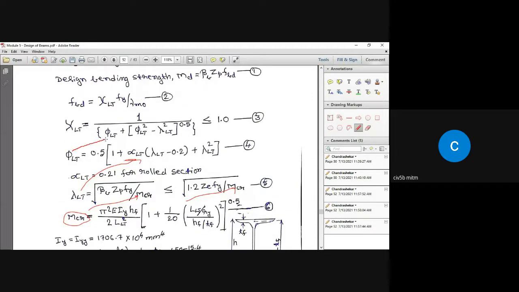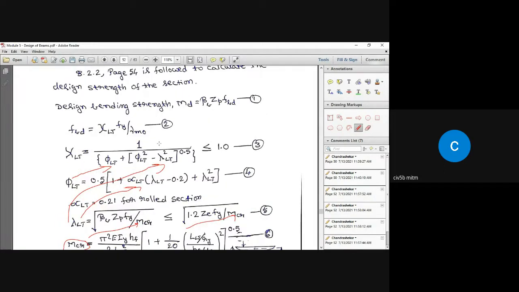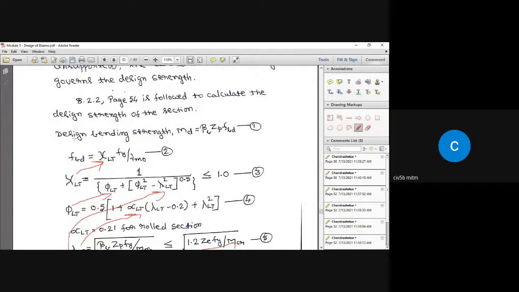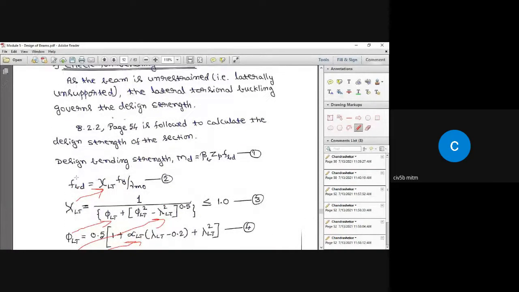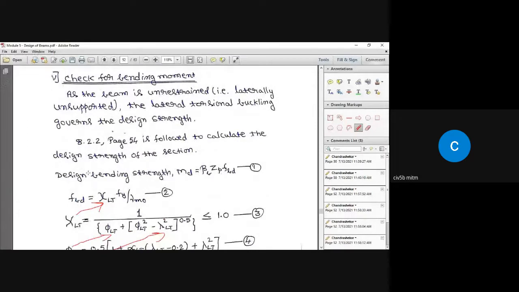Then substitute the value of phi LT in this equation wherever applicable, and also lambda LT from here to here, and get chi LT, which is normally going to be less than 1. If it exceeds 1, take 1. Once you have chi LT, which is the stress reduction factor, substitute it in this equation. f_y is known, gamma m0 is known. Get the value of f_bd. Once you have f_bd, substitute it in this equation.